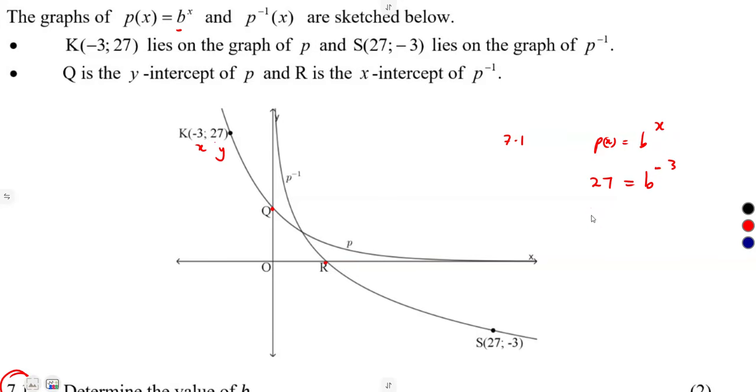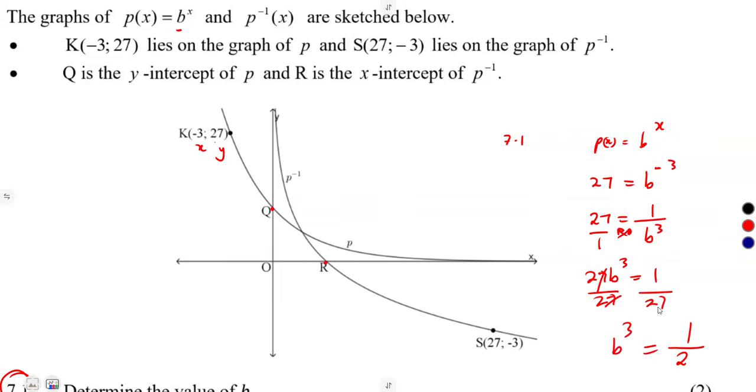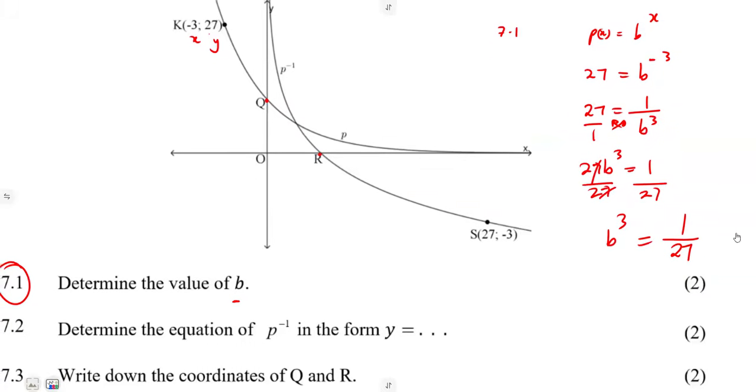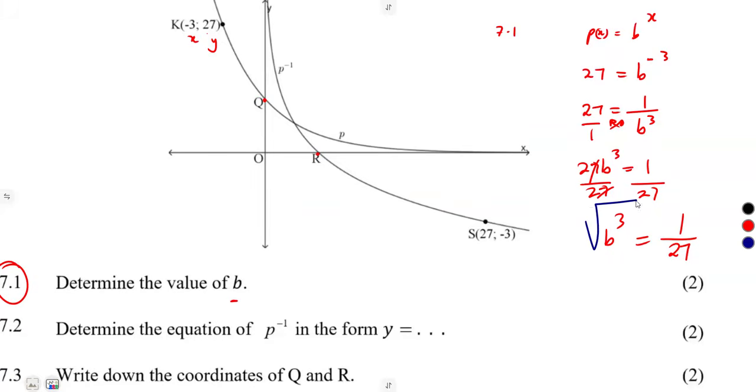Getting rid of this negative, it's simply going to be 1 over b to the exponent of 3. I can cross multiply here. 27b cubed is equal to 1, divide by 27 both sides so that I obtain b cubed, which is 1 over 27. So now I need to find the value of b. I'm just going to introduce the cube root both sides. The cube root of 1 over 27 is 1 over 3. All right, so our b here was going to be 1 over 3, just like that.